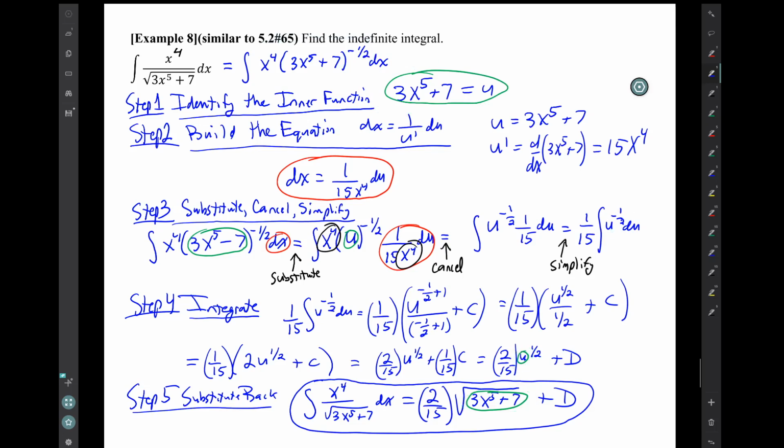And in the end, I wrote the final answer using radical form instead of fractional exponent form. I generally prefer fractional exponents to radicals, but in the case of the 1/2 power, I don't mind the square root symbol in that case. Let's go on.